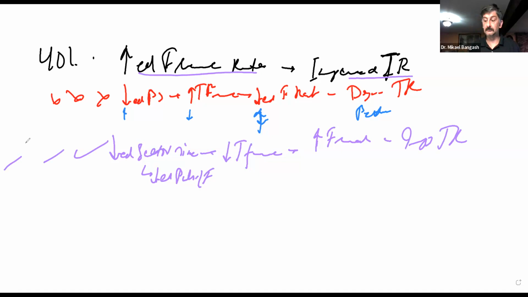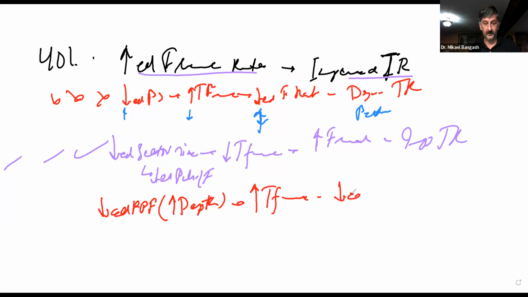Decreased lateral resolution. No, not really. Decreased pulse repetition frequency. Not really either, because a decreased pulse repetition frequency indirectly means greater depth. And that greater depth is going to lead to an increased T frame, which will become a decreased frame rate, which means a poor temporal resolution.